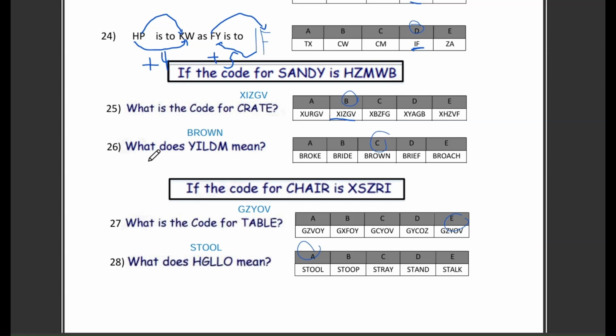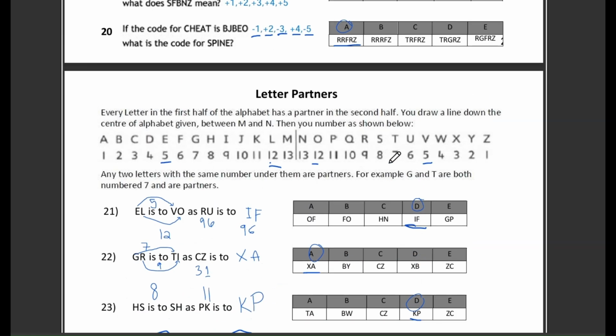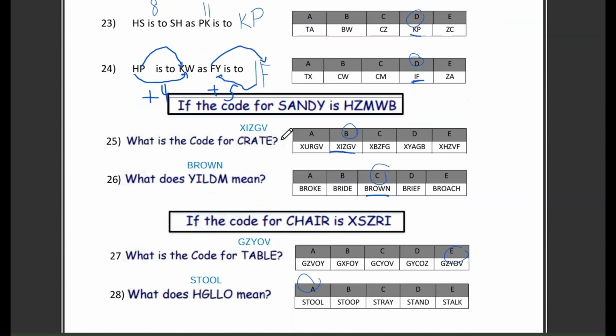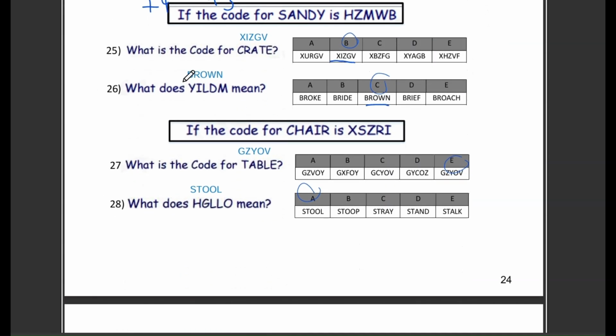Question 26. All right, question 26. What does the code YILDM mean? Let's look at our options and we see the correct answer is C, brown. Just like question 25, the letters in the code YILDM are a series of letters that are all the result of a letter shifting pattern applied to brown. If we undo the shift, YILDM becomes brown. Any questions?